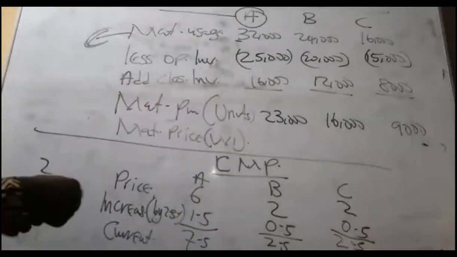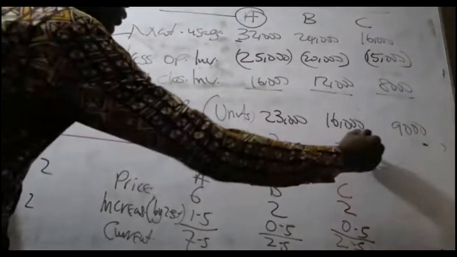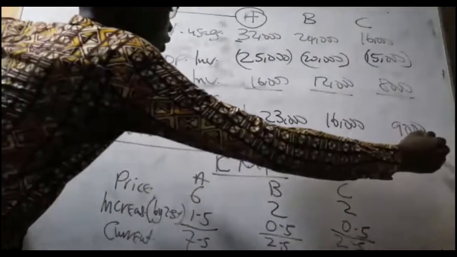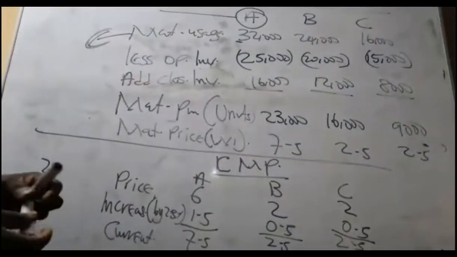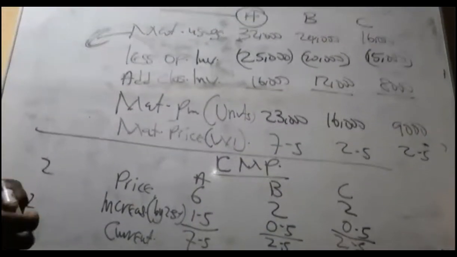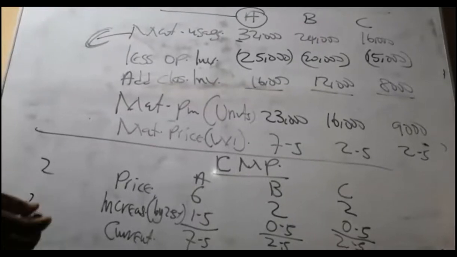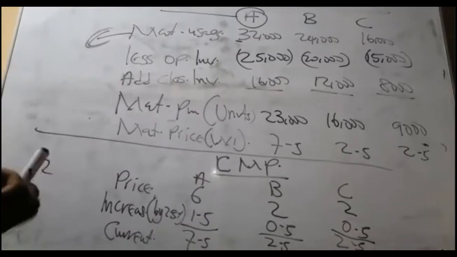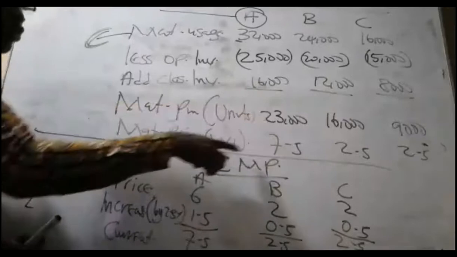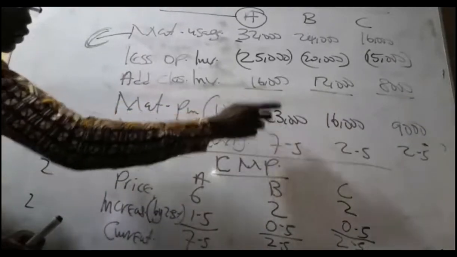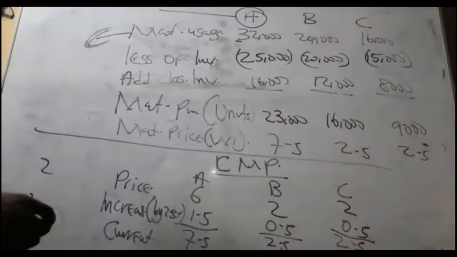So we'll bring them in here as 7.5, 2.5, and 2.5. Putting all this together is what we will determine as the total material purchases. In monetary value, what we have here is units. If you multiply these two together, you get what? The monetary version.